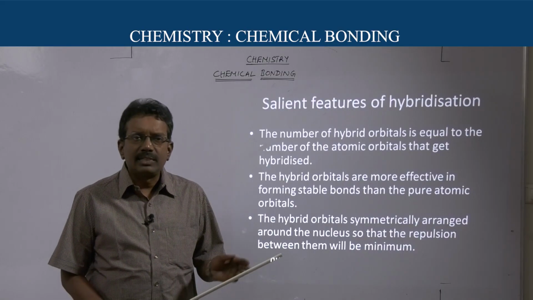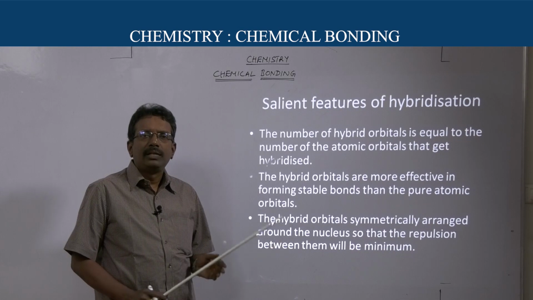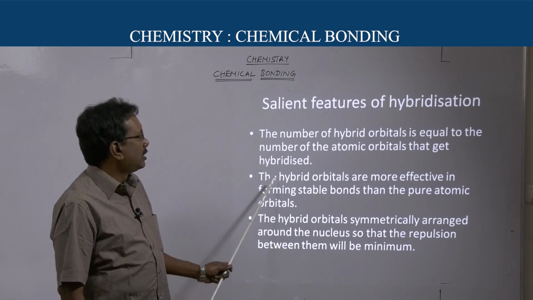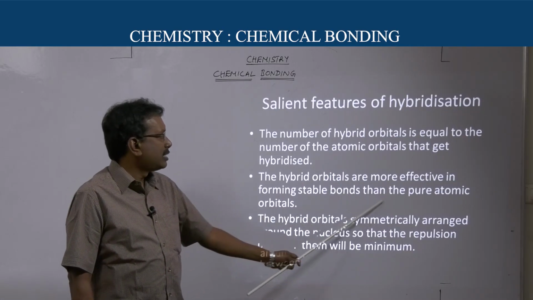That's why these hybrid orbitals can form effective bonds when compared to the normal atomic orbitals. That's why the second point is given, that hybrid orbitals are more effective in forming stable bonds than the pure atomic orbitals.